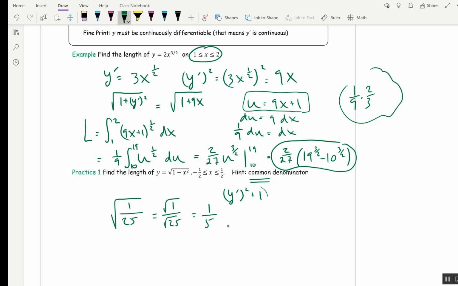So after you get a common denominator, when you integrate, you'll have a big old square root, dx. You'll integrate from -1/2 to 1 half. I'm not going to give away what should be underneath that square root, but it'll be a fraction.